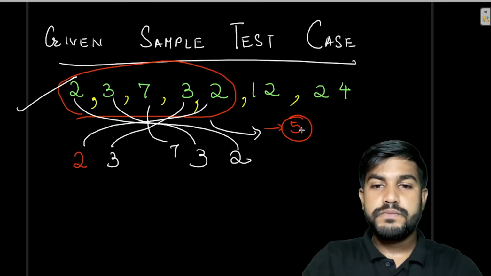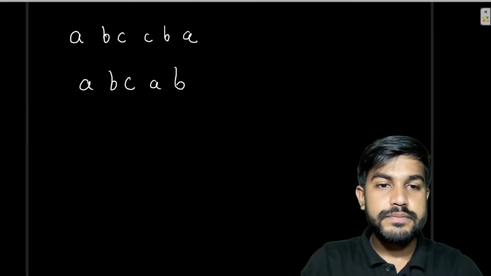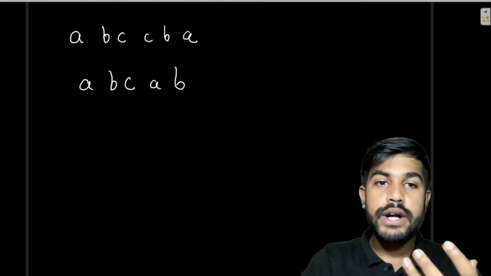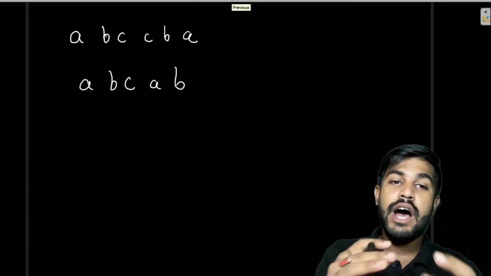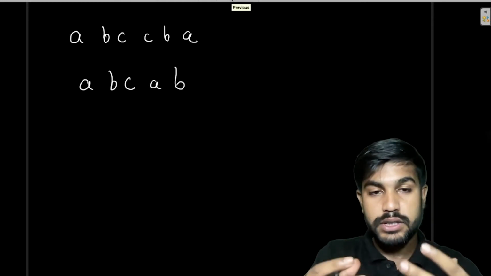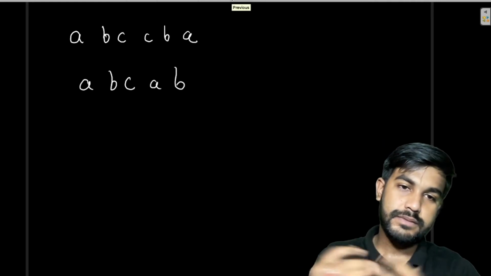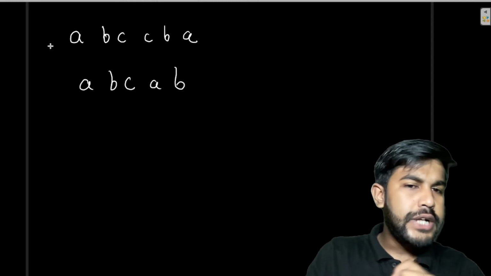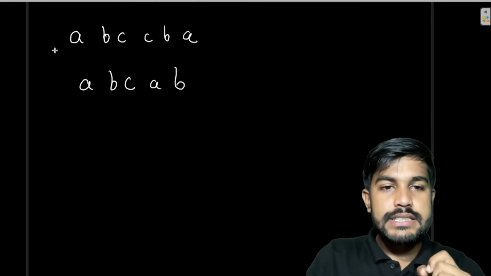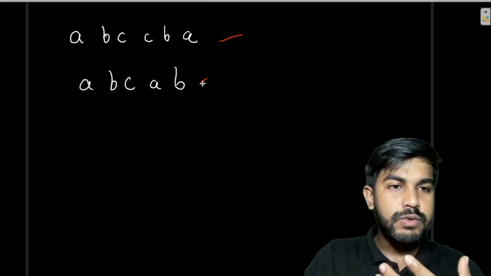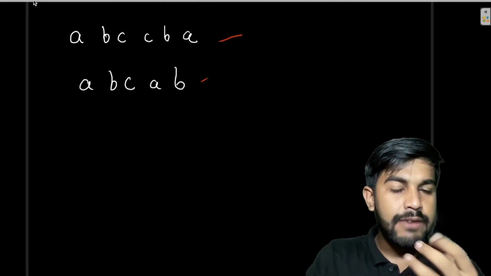Okay, so to solve this problem, let us understand what a palindrome is and how we can use the properties of a palindrome to solve this question. There are two types of palindrome. One is this one and one is this one. What is the difference between these? I would tell you this.